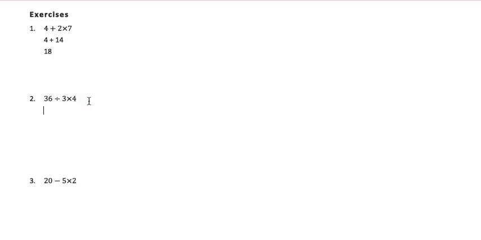36 divided by 3 times 4. Remember, it is not multiplication first and then division. It is multiplication and division in order from left to right. So we're doing 36 divided by 3 first, which is 12. Then times 4, and 12 times 4 is 48.